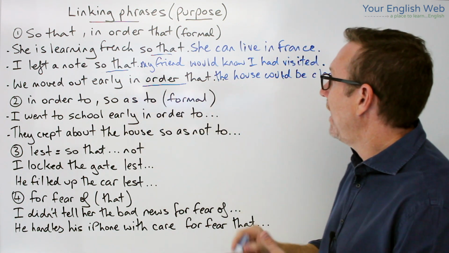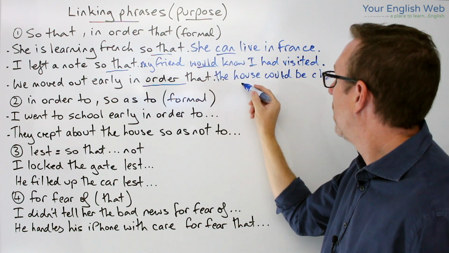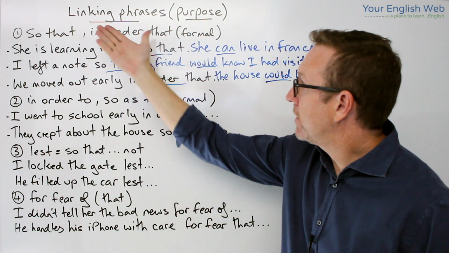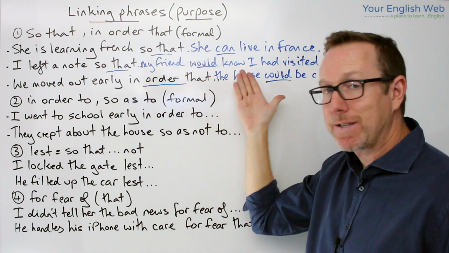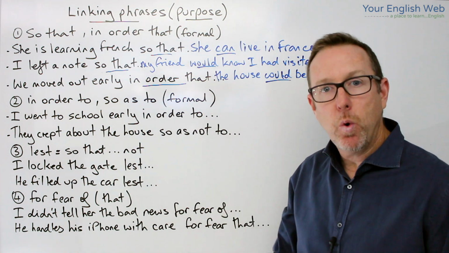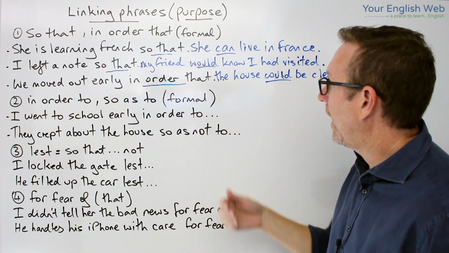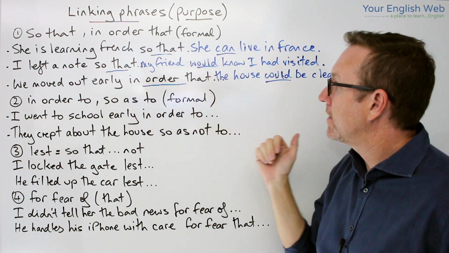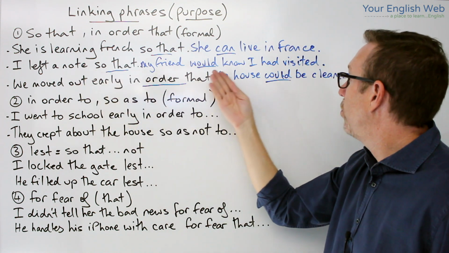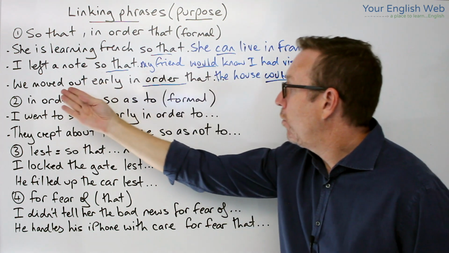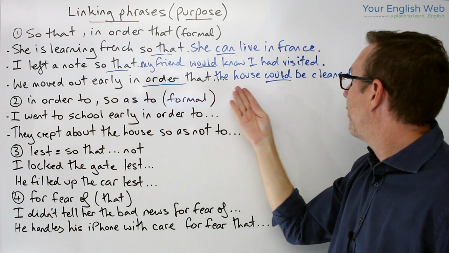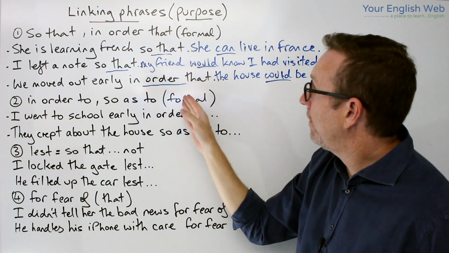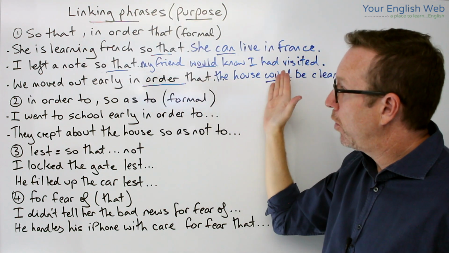Now you'll notice that here we're using modal verbs. So it's a common structure after so that, in order that, in this clause here, to use can, would, could, etc. Okay? Modal verbs. So she's learning French so that she can live in France. I left the note so that my friend would know I had visited, and we moved out early in order that the house could be cleaned. Okay? So we have the linking phrase, main clause, subordinate clause.